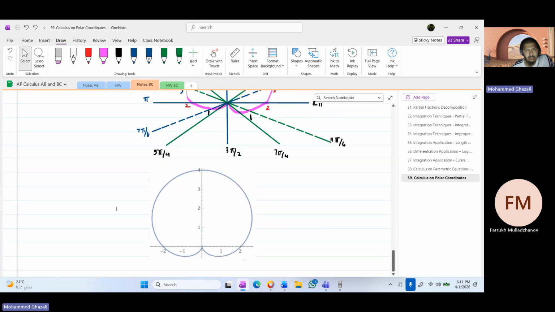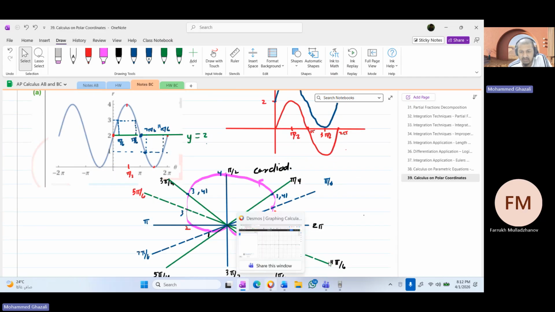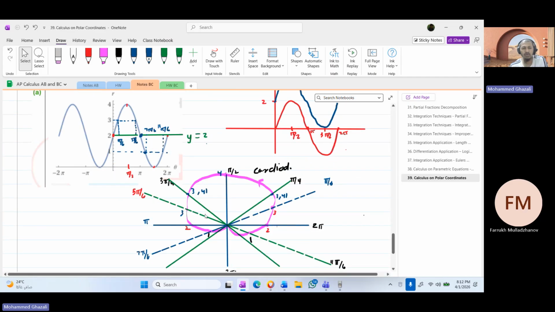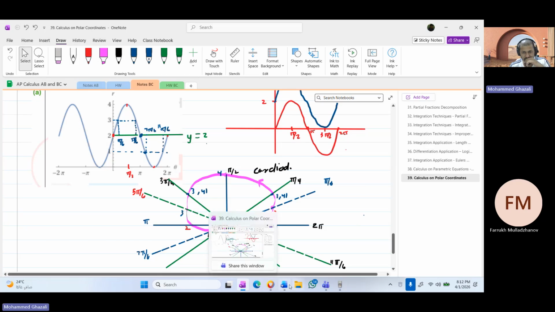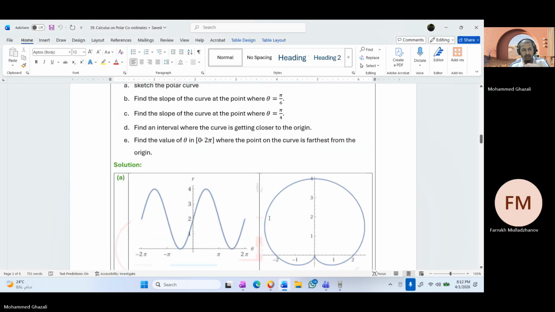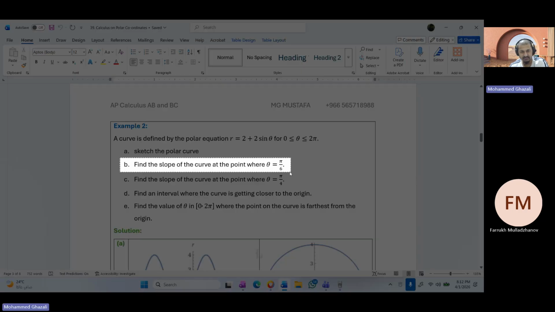Now let's look at the second question. I just added this question, it wasn't in the questioning technique, because I want to show you how to sketch polar curves. Now let's do calculus, because we know how to sketch the graph. The reason why you need to know how to sketch the graph is to find areas. So next question: find the slope of the curve at the point where theta equals pi by 6.